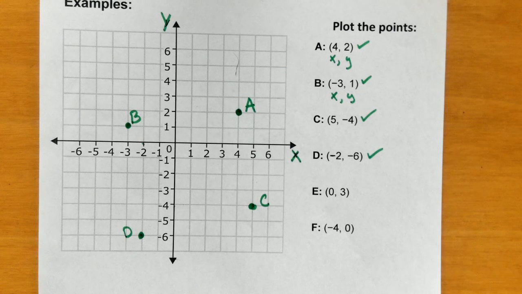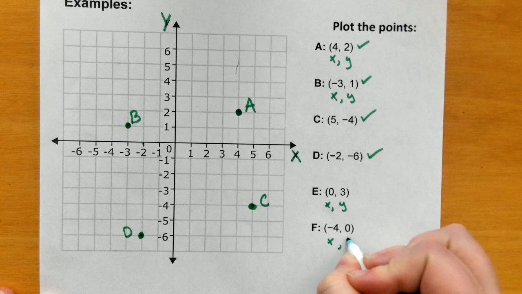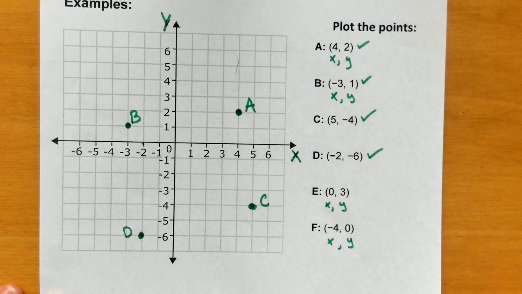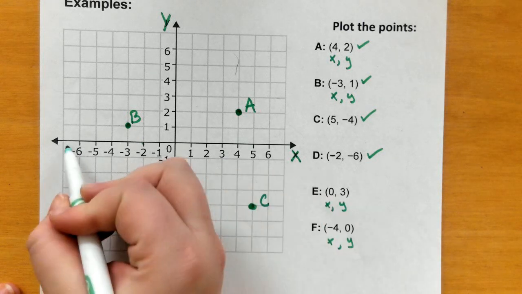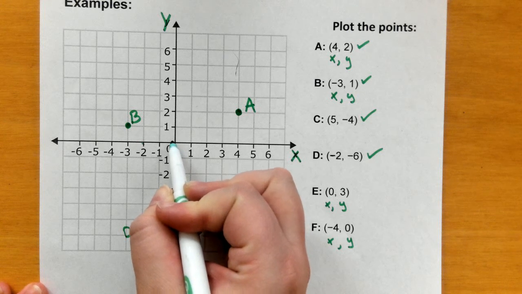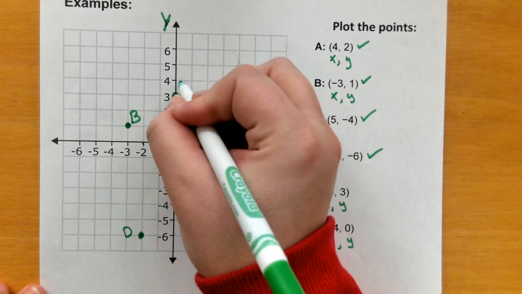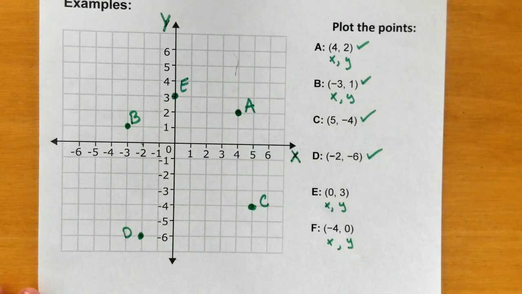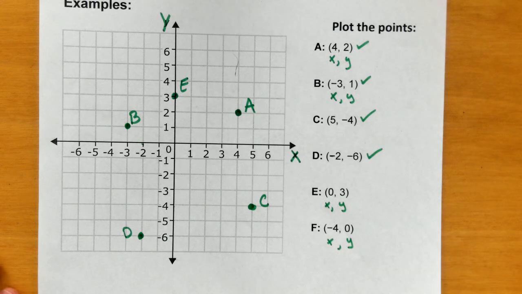These next two points can be kind of tricky because they have zeros in them. But again, what we have to remember is that it's x first and then y. X first and then y. So the point (0, -3) means that for the x-axis, we're going to stop here at 0. Then we're going to go down to -3. It's going to be right there. Point E. For F, it's the opposite. Okay?